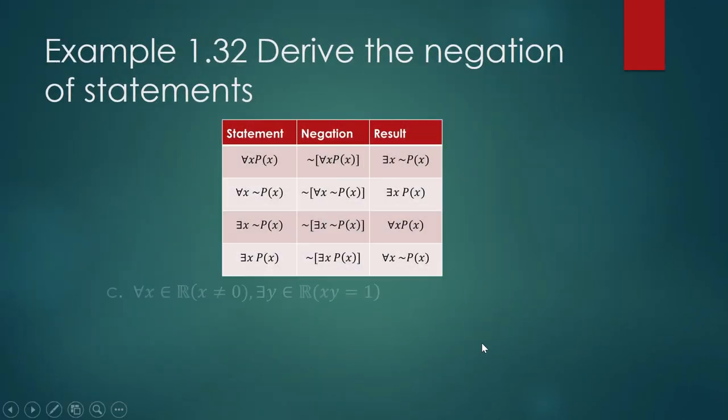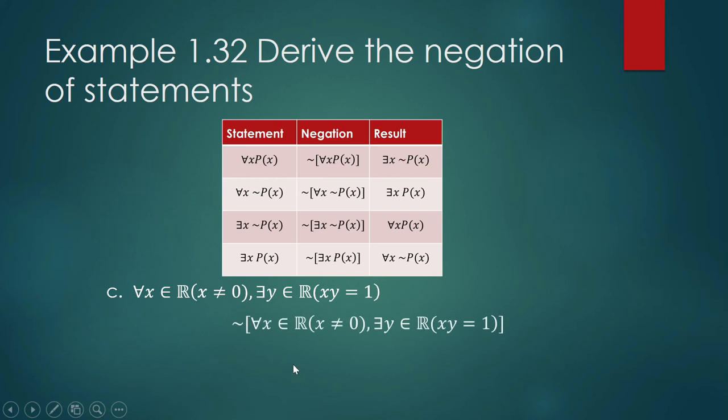Another one. For all real numbers x, where x is not 0, there is a real number y such that x times y is equal to 1. We shall negate it again. There is a real number x, it is not equal to 0, but there is no real number y such that x times y is equal to 1. We can write it in this form.